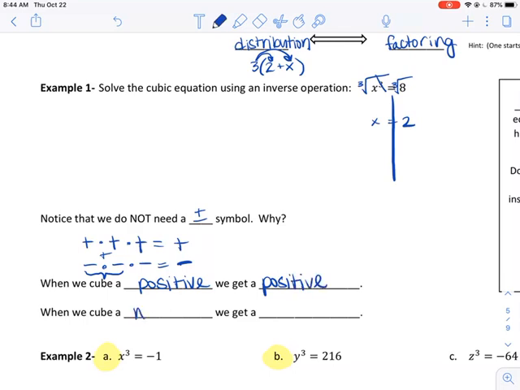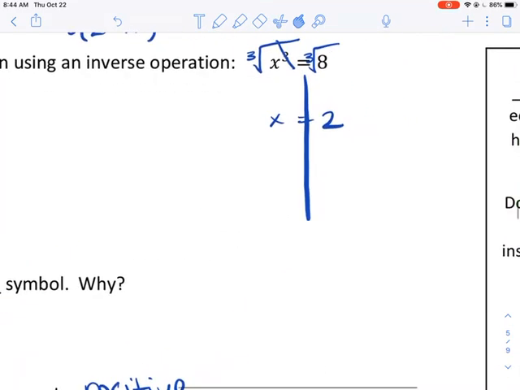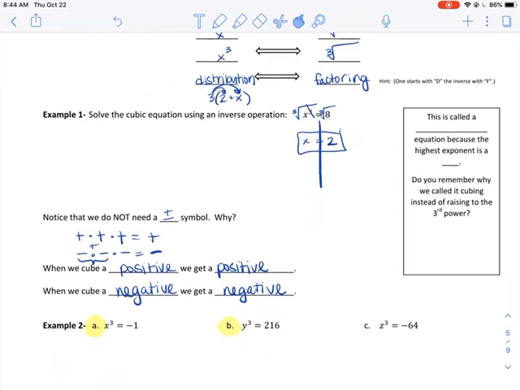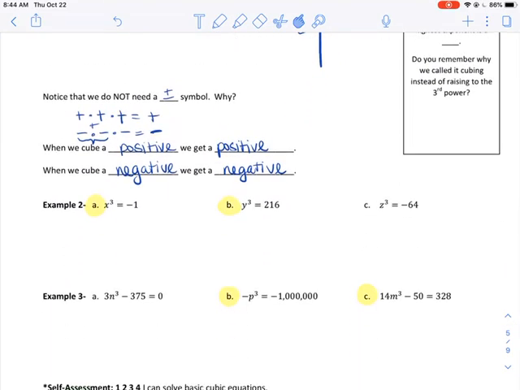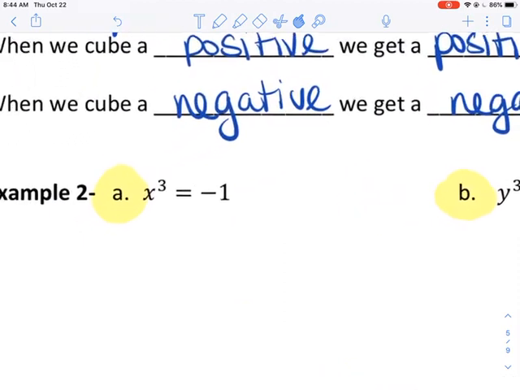And if we cube a negative, we get a negative. So today, you won't get the same answer by cubing a positive and a negative, so you only need one answer. X equals 2 is correct. There's only one thing cubed that equals a positive 8. Let's go ahead and do some examples.